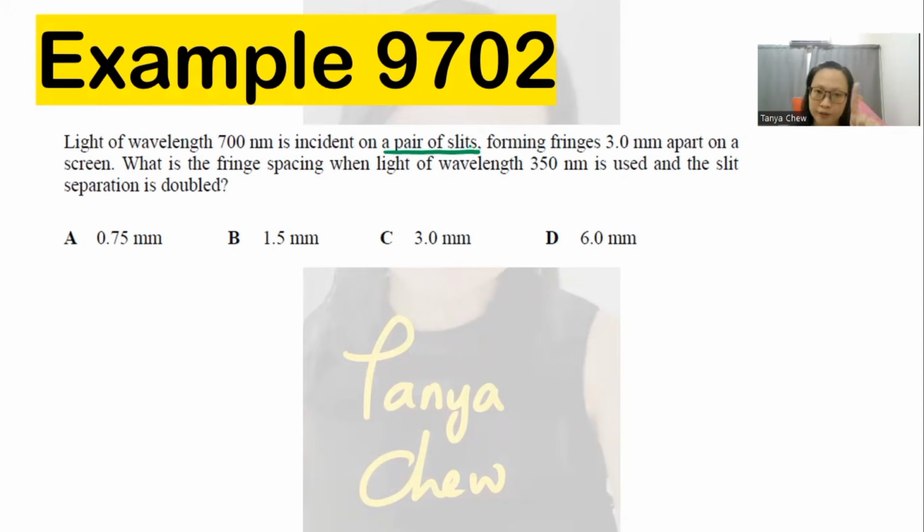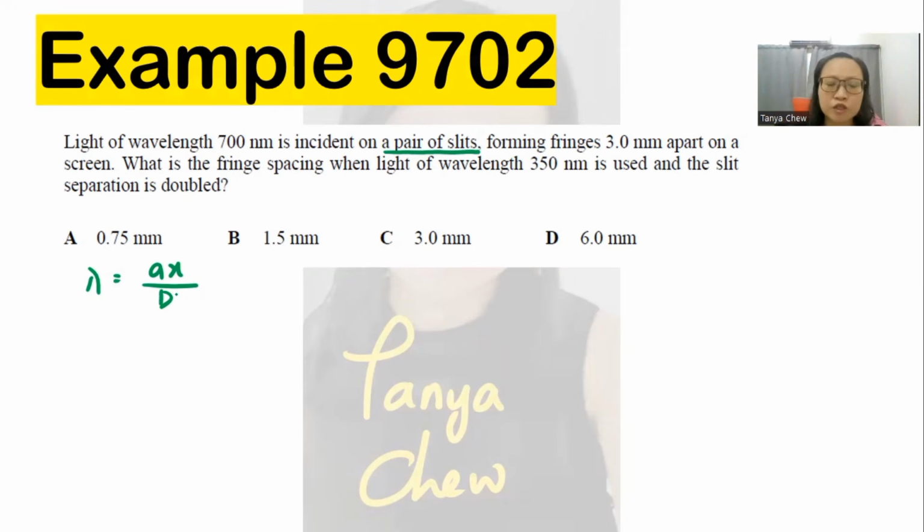There is only one equation for interference, which is lambda equals AX over D, where lambda is the wavelength, and A is the slit separation. This is a double slit, so the separation between the 2 slits is A. X is the fringe separation, so the separation between first bright to the second bright, or dark fringe to the next dark fringe. That is called X. And D is the distance from the double slit to the screen.